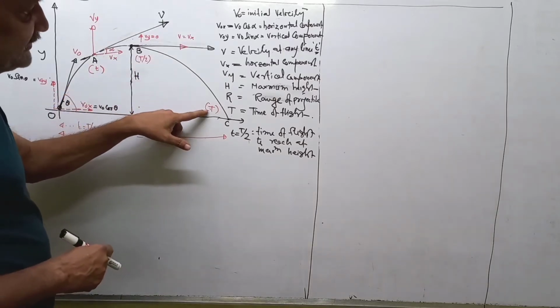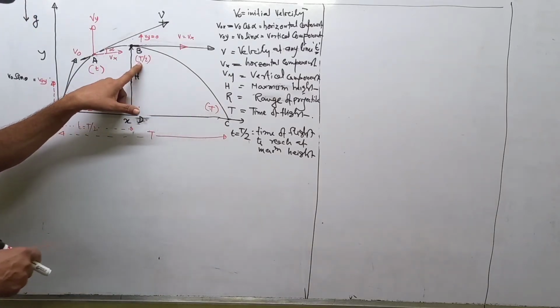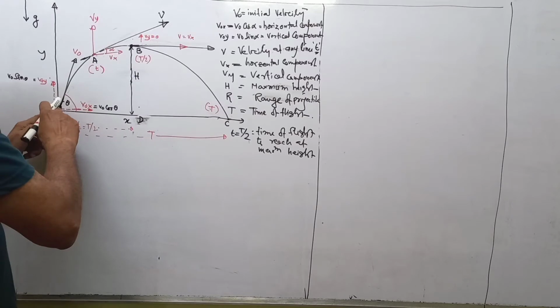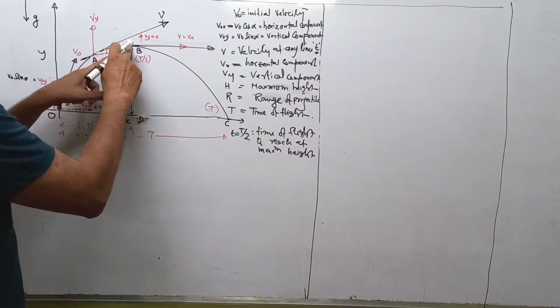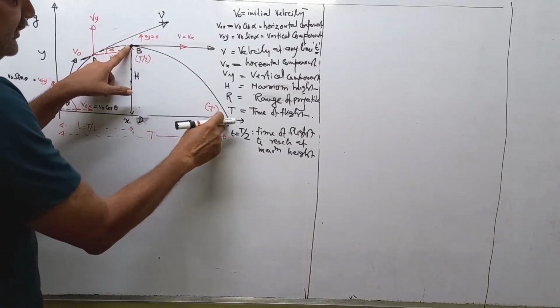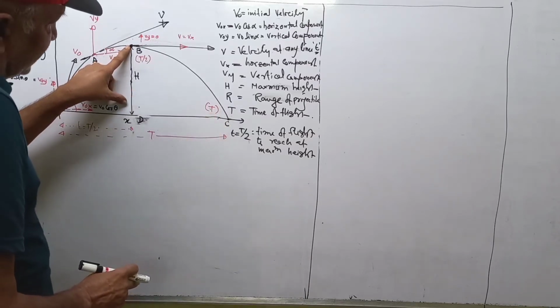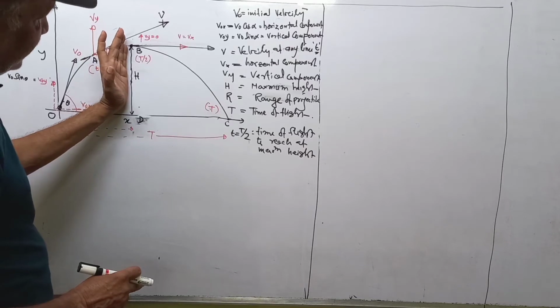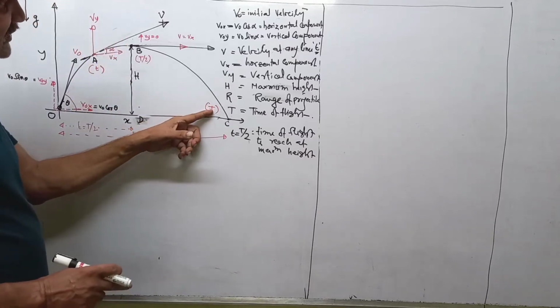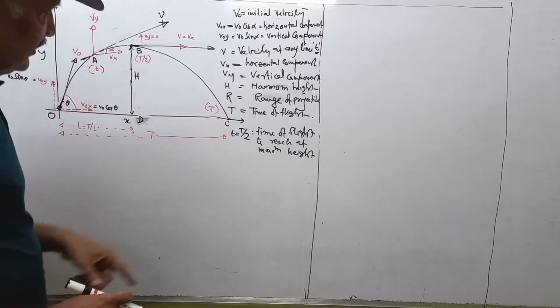After time capital T, earlier it was T by 2, so naturally whatever time is required from here to here, the same time is required from here to here, as it is symmetric with respect to the vertical height. So this time is T, and the particle reaches C.